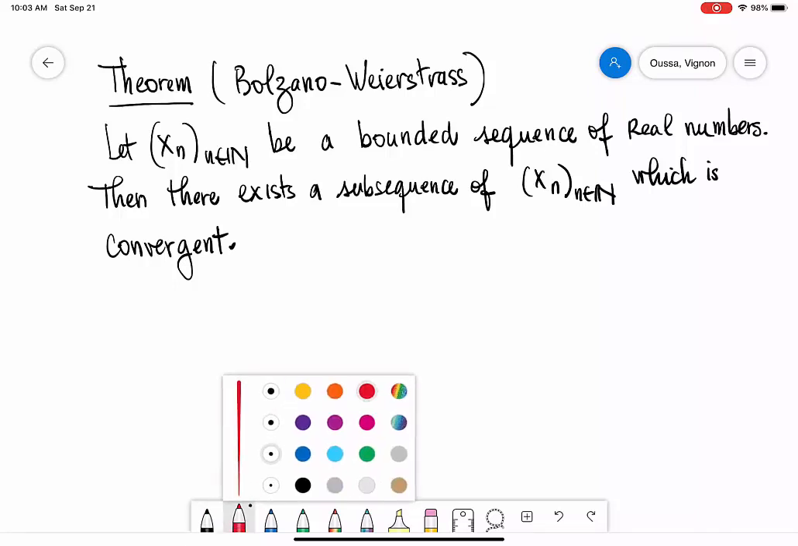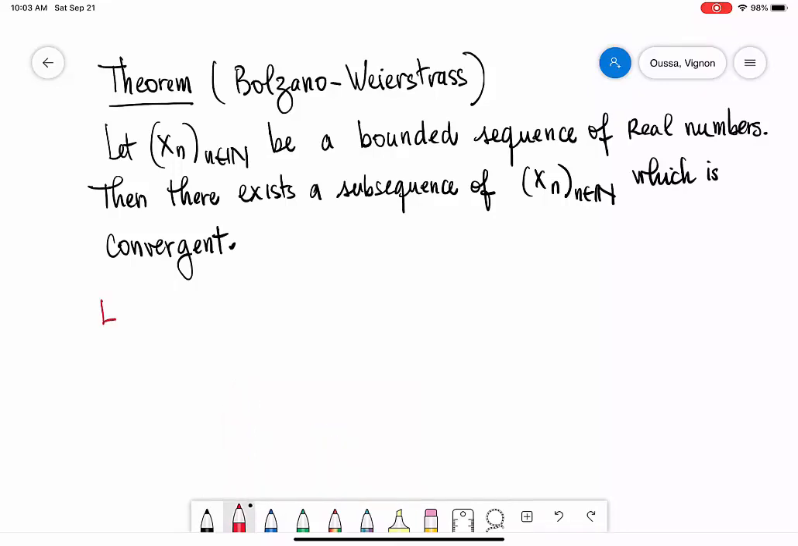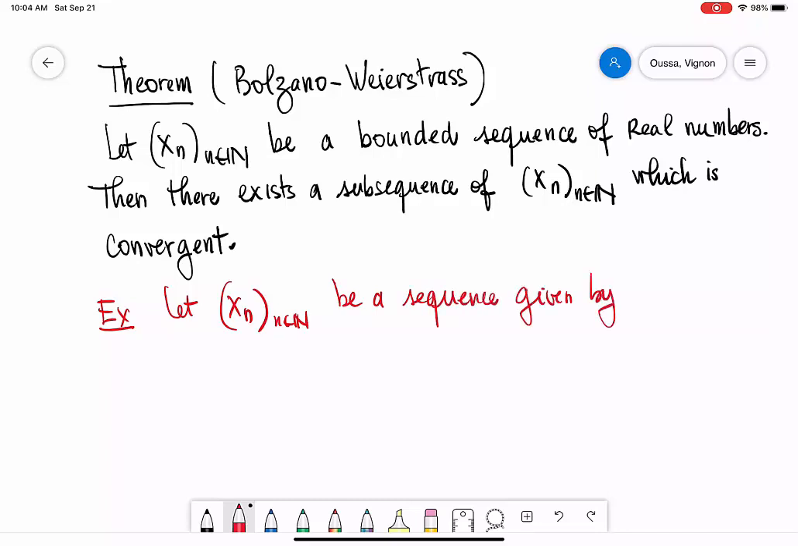Consider, for instance, the following sequence. Let x_n be a sequence given by x_n equals cosine of n, for any natural number n. Okay, so this is a pretty wild sequence. If you try to plot the terms of this sequence, it's going to be jumping around. It's going to be all over the place in between -1 and 1, right?